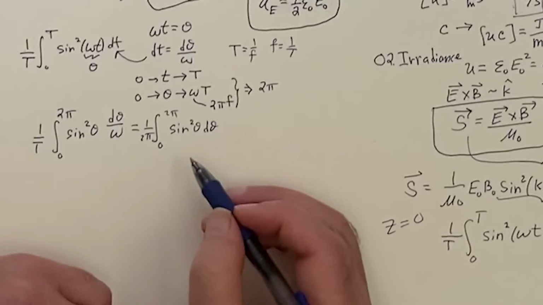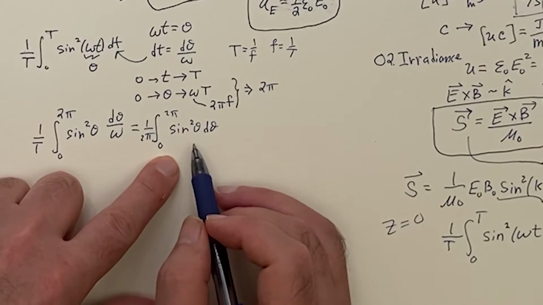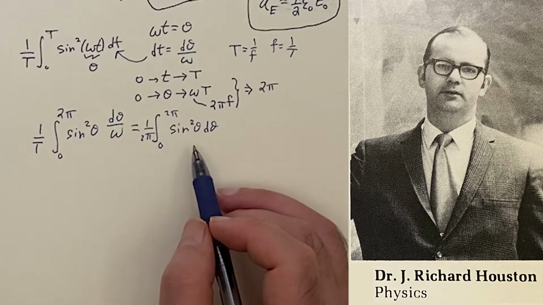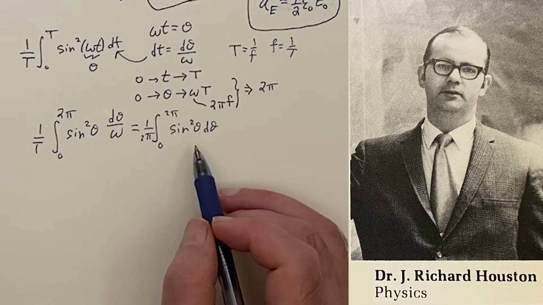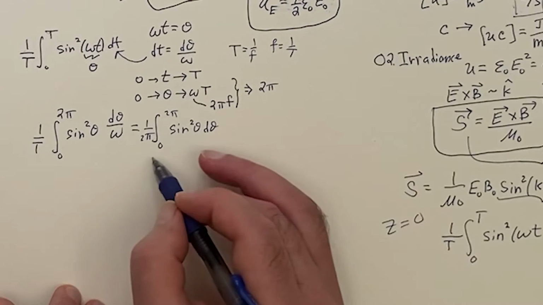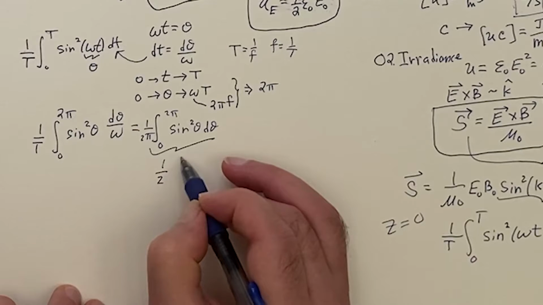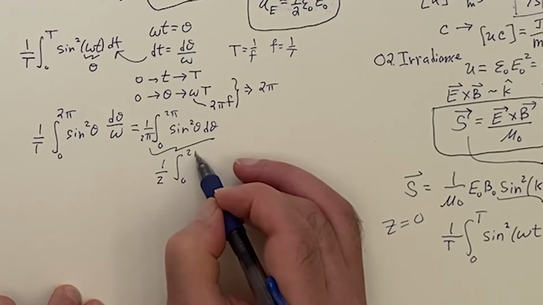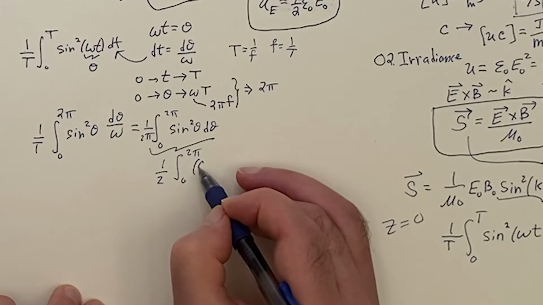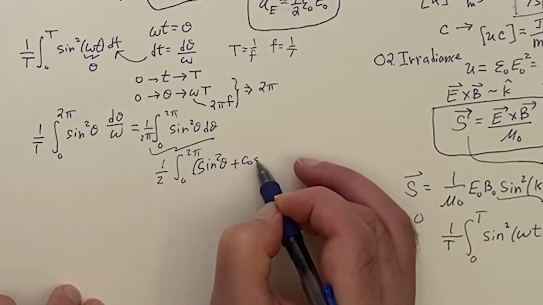Now, when I check books, they whip out some half-angle formula, but I was taught a trick by my undergraduate teacher and advisor, Dr. Houston, many years ago, that if you're integrating over a cycle, this is going to be the same as cosine or sine. So we can take 1/2 sine squared plus cosine squared.